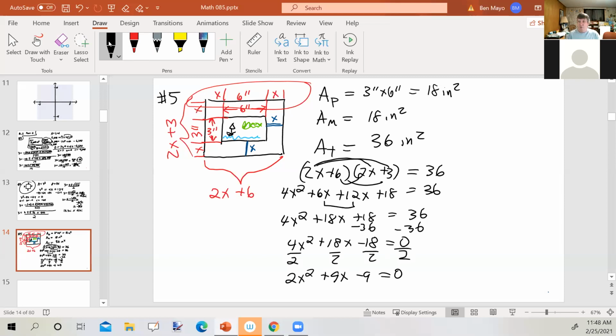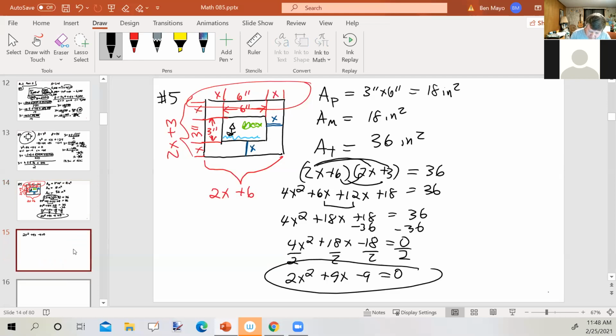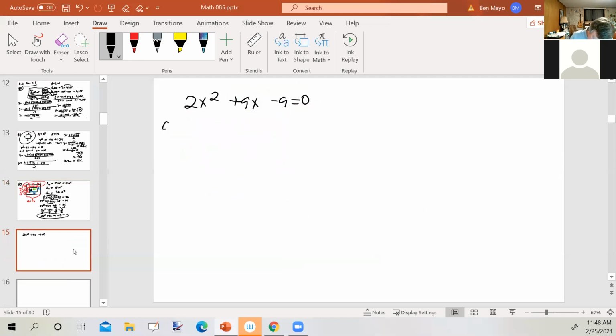So there's my equation reduced down into a nice form, but I don't have a whole lot of room left on this page, so I'm going to take that equation and copy it on the next page. 2x squared plus 9x minus 9 equals 0. Okay, so A is 2, B is 9, C is negative 9.